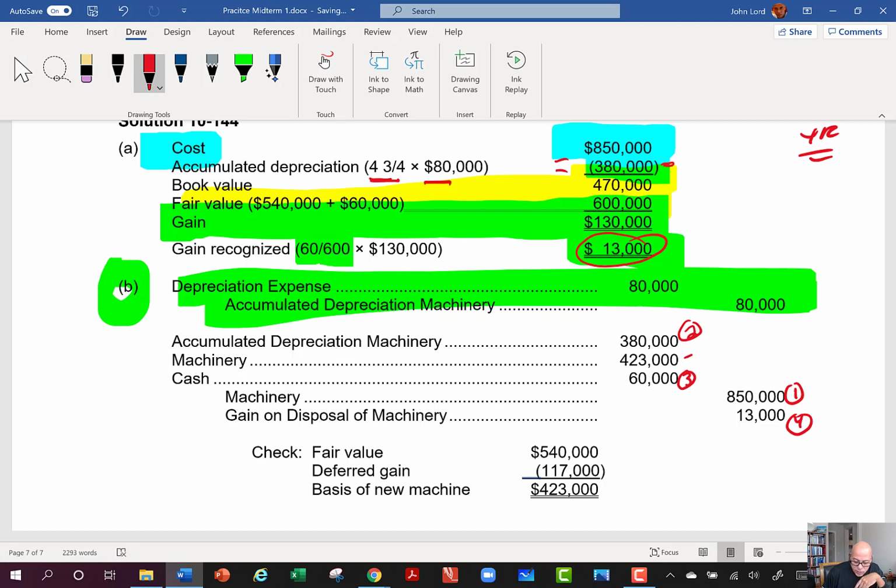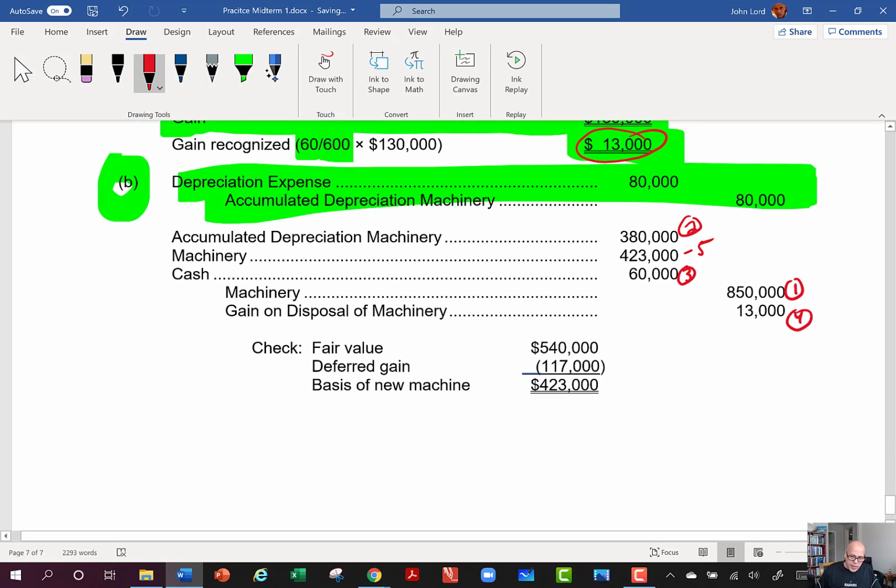And then the hardest, or the last easiest, is number 5 here, that I've numbered 5, which is what are you going to bring the new machine on at? Now, again, I keep saying, hey, you bring the new asset on at the book value of the asset that you surrendered, plus any gain or minus any loss.